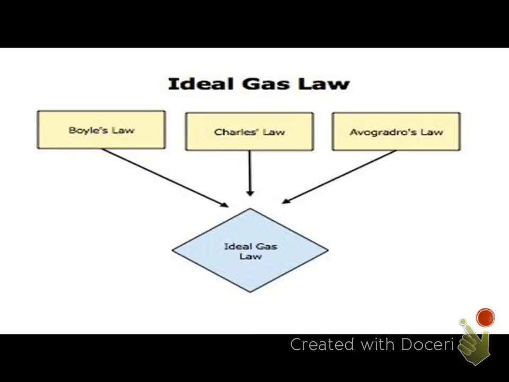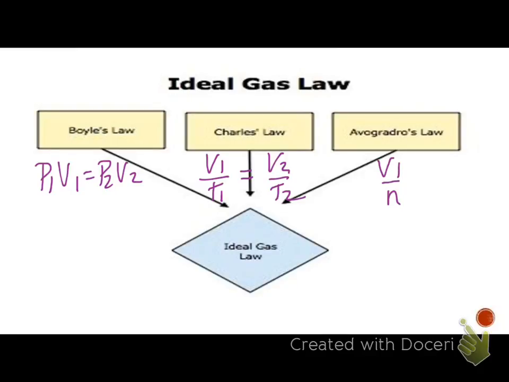But it is taking these three laws: Boyle's law, which was P1 V1 equals P2 V2, Charles's law, which was V1 over T1 equals V2 over T2, and Avogadro's law, which was V1 over N1 equals V2 over N2. It takes those and does some deriving, and it comes up with the ideal gas law. The difference between the ideal gas law and the previous laws is that this is for when we don't have a change in parameters, we have some unknown parameters.